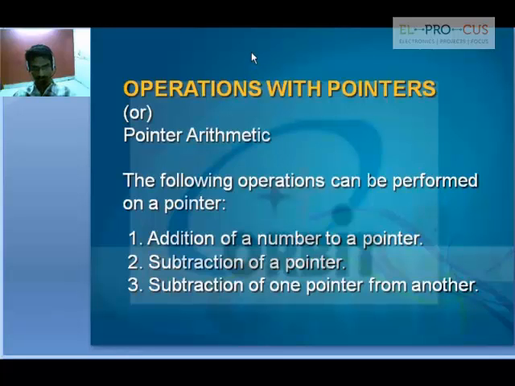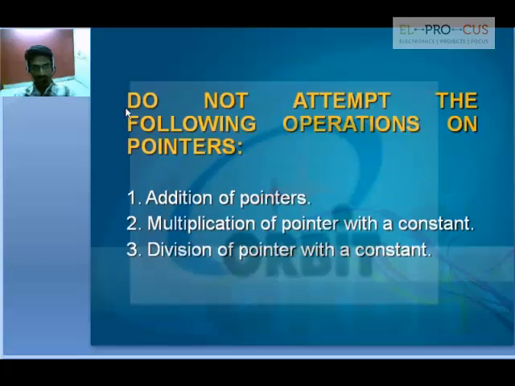Now coming to the operations with pointers, pointer arithmetic: addition of a number to a pointer, subtraction of a number from a pointer, subtraction of one pointer from another. So this we can see in the concept of arrays and pointers. There we will take up addition of a number to a pointer, subtraction, and all those things, as well as try all the operations which say do not attempt the following, but still we'll try and see what exactly happens when we go for this.